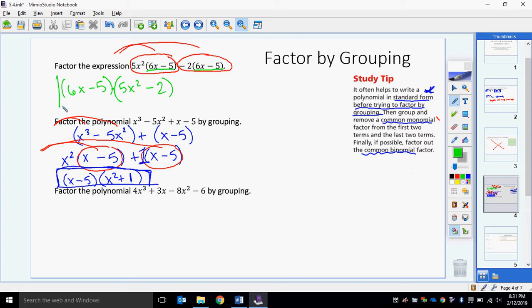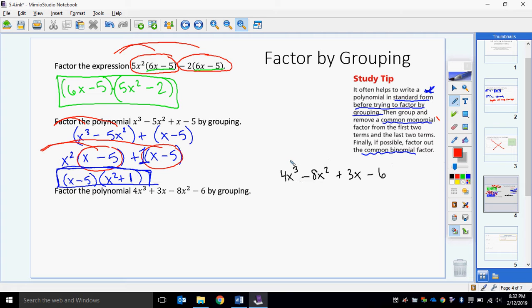And the last one wants us to factor by grouping as well. So we want to make sure we write it in standard form, first of all. So I need the highest exponent first, 4x cubed, and then my negative 8x squared, my positive 3x, and my minus 6.